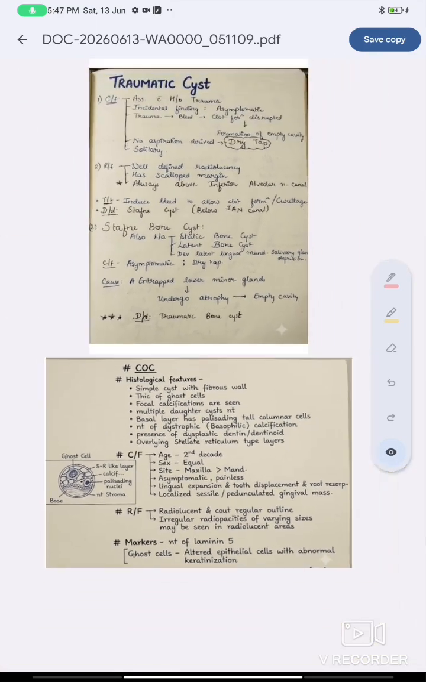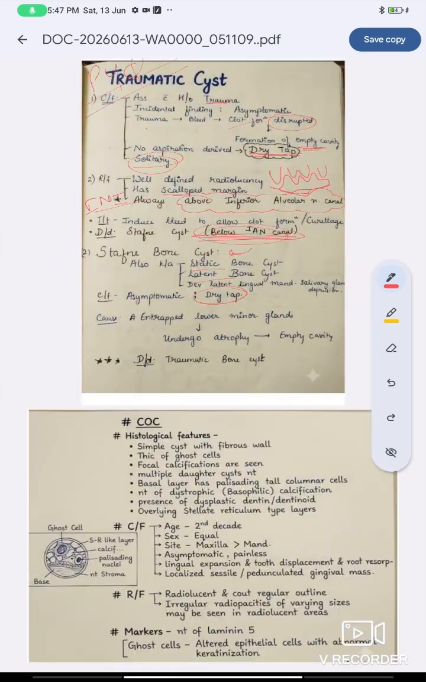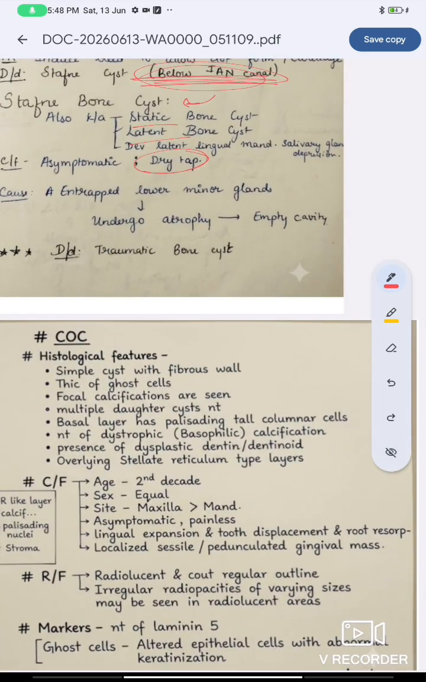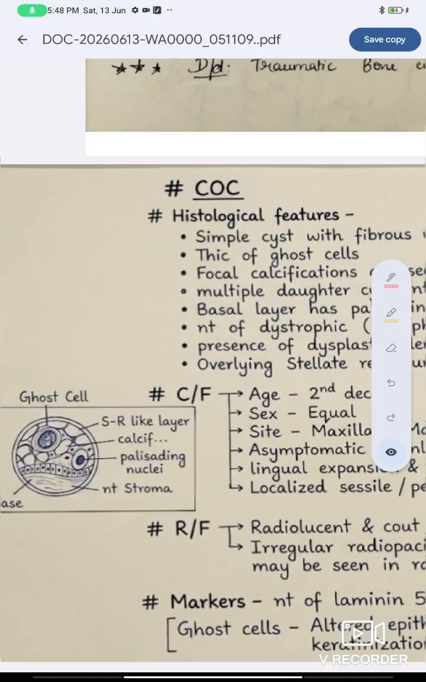Moving further, the last cyst for today and the last one in this chapter, it is COC. Now, why COC has been kept away from other cysts is because sometimes it is classified as a cyst, sometimes it is classified as a neoplasm. So let us begin with COC. There is nothing much about COC. You just have to understand it with the help of a diagram.